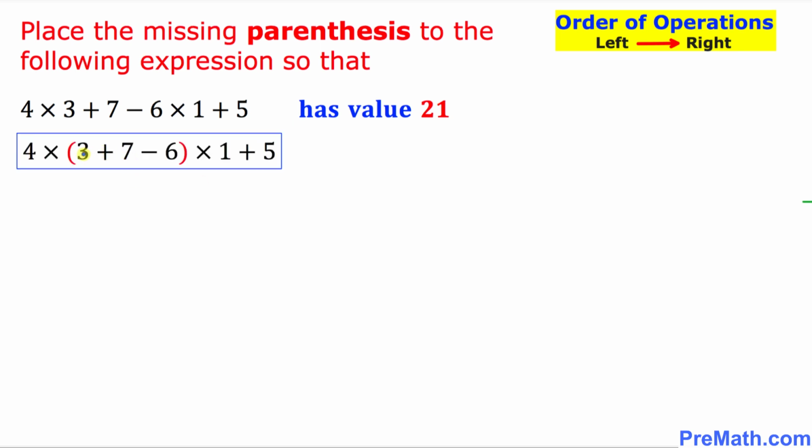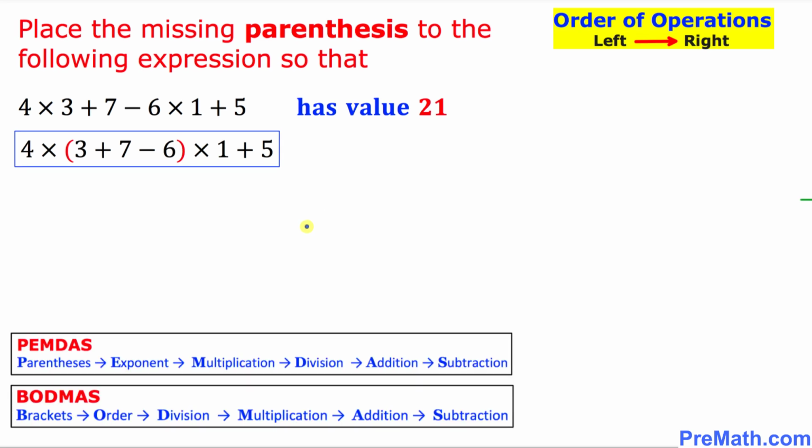And here is our correct answer with the correct location for these parentheses, or sometimes we call them brackets. So over here, this is our answer. And now we are going to justify that this is the right location for these parentheses. Here are the rules that we will be using, called PEMDAS, or sometimes BODMAS.